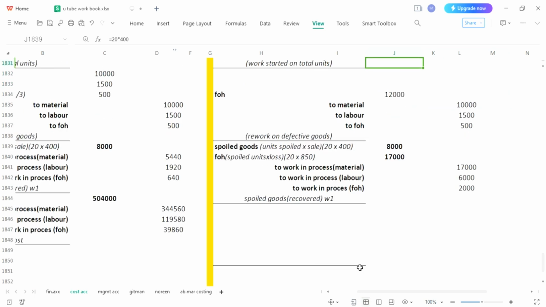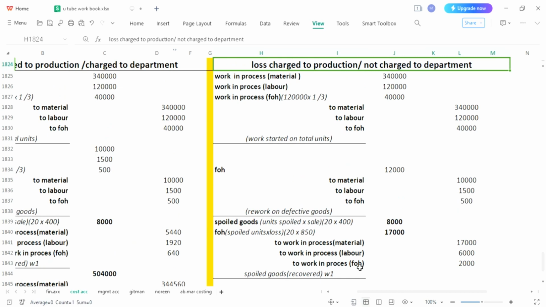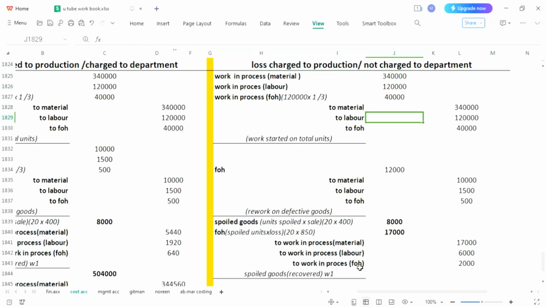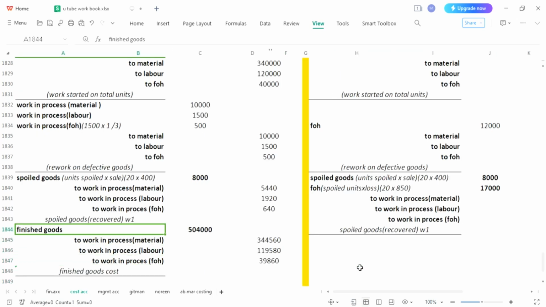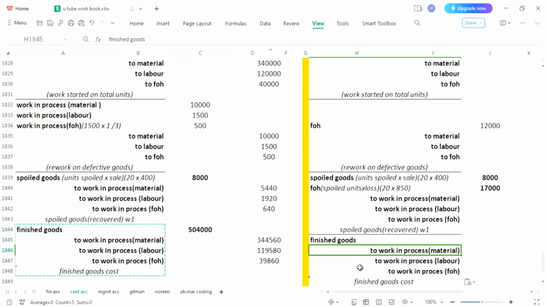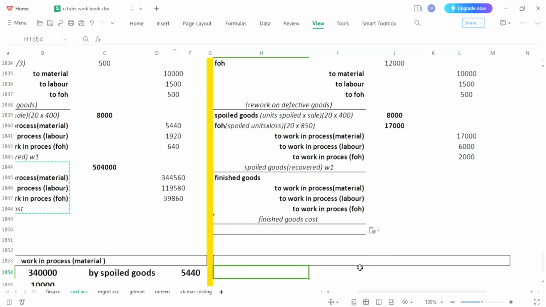Right now we have completed 3 entries. In the second case, the loss would be charged to the production. And finally, our third entry would be absolutely the same. So we will take the entry from the left side and put the same entry on the right side as well, just with the difference of amounts. Here we will make the work in process material ledger.